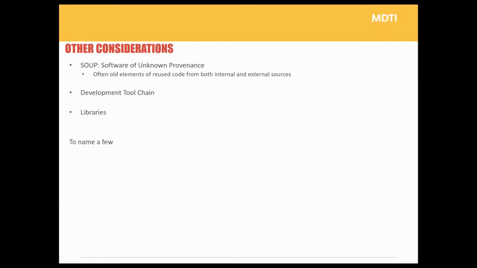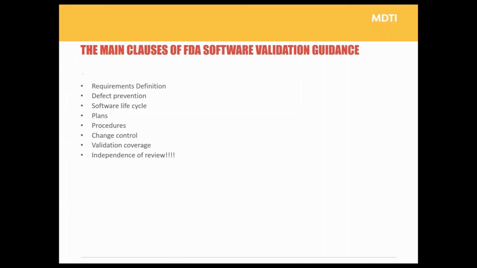Other things to consider. Use of software of unknown provenance. If you've got an established medical device, you might have elements or items of code or units that you want to reuse, which aren't as well documented as you would like, either internally or externally sourced. In which case, deal with those, have them documented, and plan how you're going to demonstrate they function correctly. We've mentioned development tool chains and libraries already, so have these all listed out, ready to go, and documented fully under change control. So your change management system is very important here.